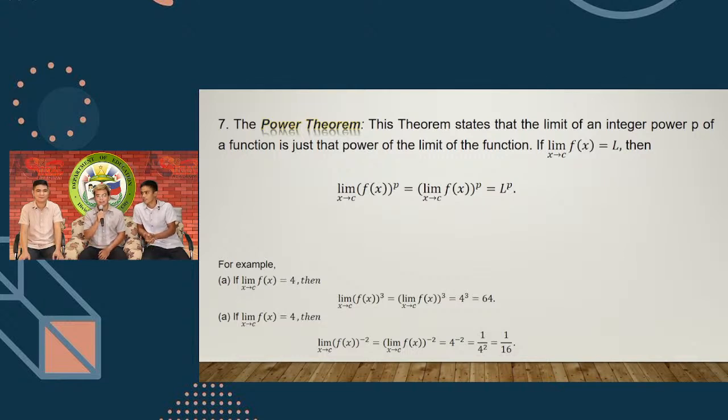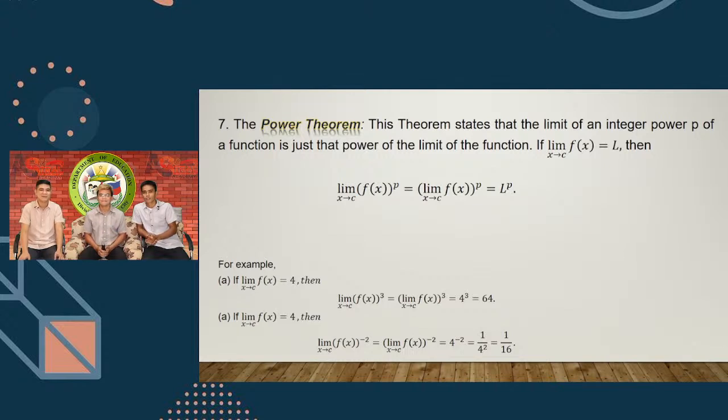So let us have another example. Say, for example, the limit of f of x as x approaches c is equal to 4. Then the limit of f of x raised to the power of negative 2 as x approaches c is equal to the limit of f of x as x approaches c, raised to the negative 2. So we have the given value 4. So 4 raised to the negative 2 is equal to 1 over 4 squared. So we are to eradicate the negative sign, so we put it in the denominator to eradicate the negative sign in the power. So we have 1 over 4 squared, or that is equal to 1 over 16.